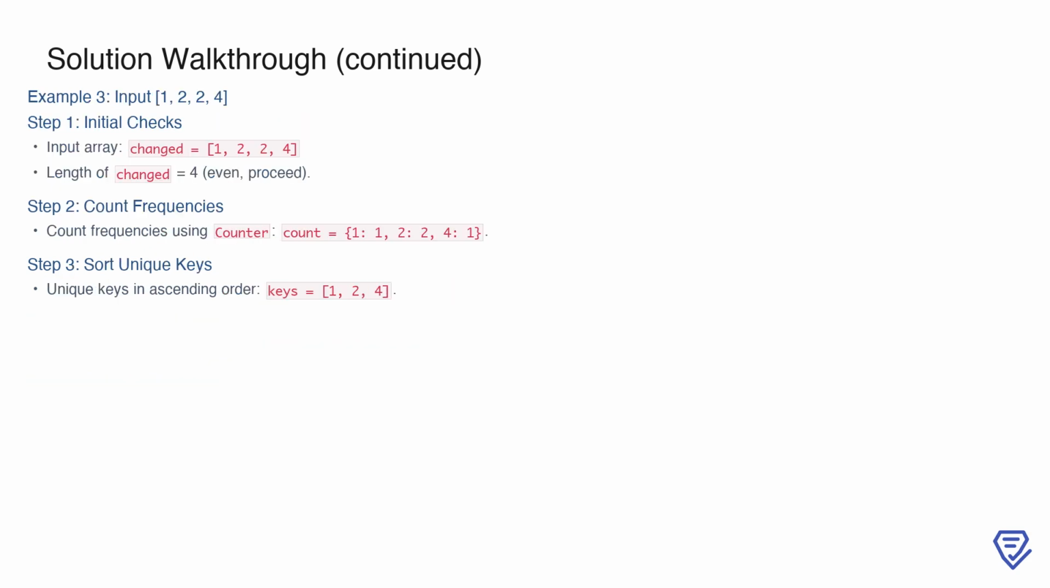In this third example, the input array is [1, 2, 2, 4]. We start with the initial checks, and the length of the array is 4, an even number, so we proceed. Using Counter, we calculate the frequencies, which gives us 1:1, 2:2, 4:1. Sorting the unique keys results in 1, 2, 4. These steps set the stage for processing each key.